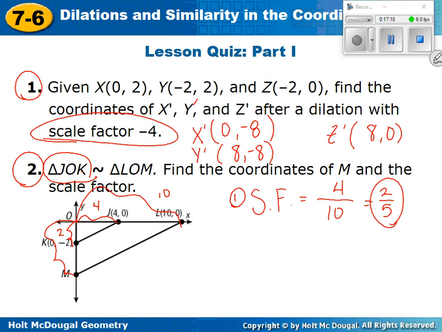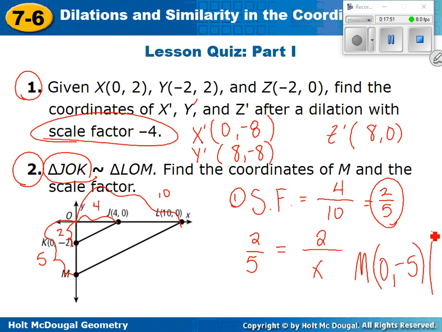All right. And then we write our proportion using 2 to 5 to find the distance for the other triangle. So what did you put on top here? Over x, and you should be able to know what x is right off the bat. What is x? 5. If 2/5 equals 2/x, then x has to be 5. So that means that this distance here is 5, but we went down 5. So what does that make our coordinates for point M? 0, -5.